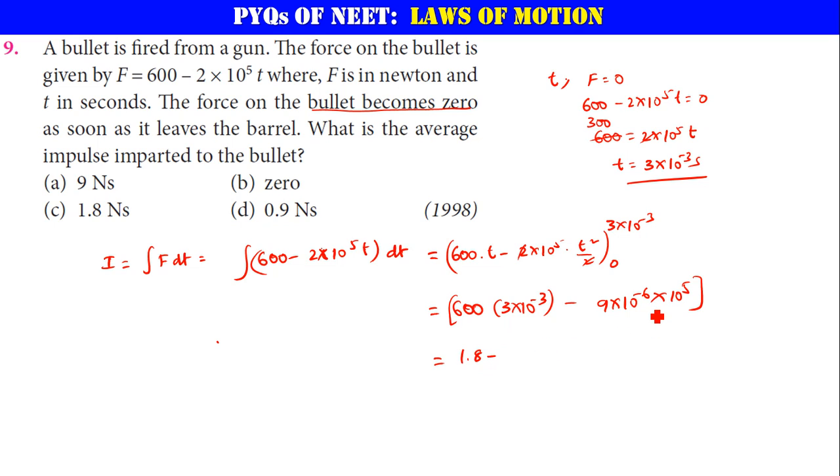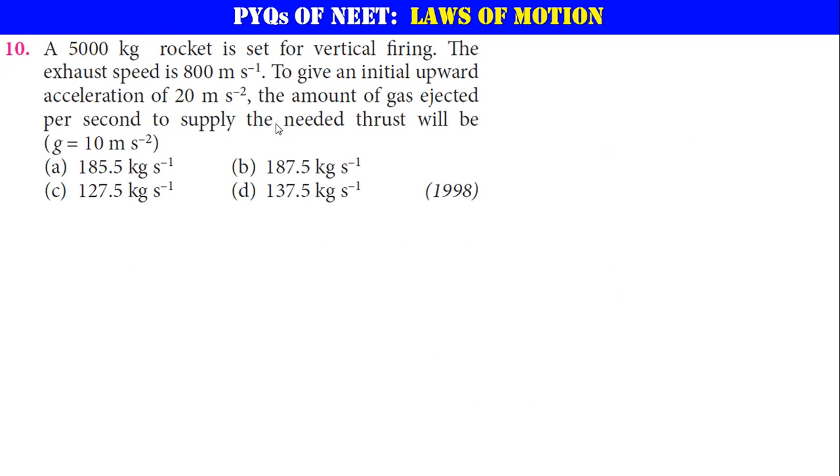This is 9 into 10 power minus 6 plus 5, minus 1. So 9 into 10 power minus 2... 9 into 10 power minus 1 is nothing but 0.9. So it is nothing but 0.9 newton second. This is the average impulse imparted to the bullet. Alright? Yes. Now let us take the next question.